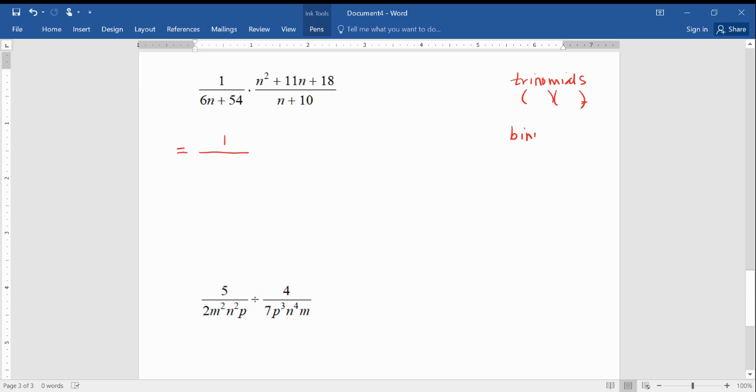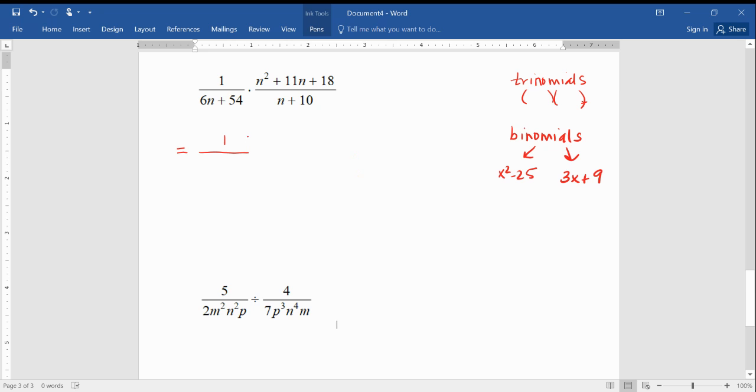The other thing would be some binomials. Now, when you have binomials, you really have two different options. There's a difference of squares, so like x squared minus 25, or there could be something with just a greatest common factor, like 3x plus 9. There are two different things that happen when you have binomials. So let's look at what we've got here.